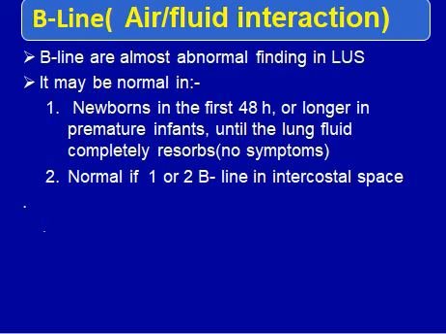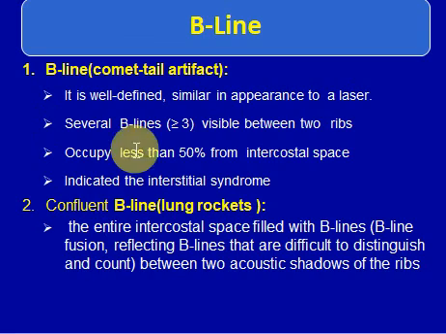B line, also called comet tail, is similar in appearance to a ladder. Several B lines, more than three between two ribs, occupying less than 50% of the intercostal space.